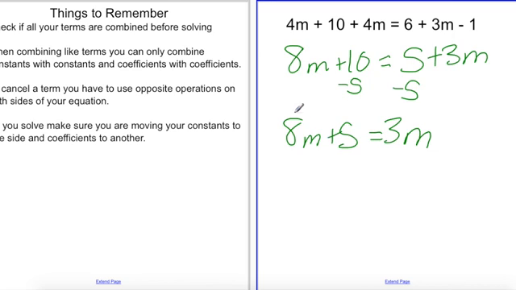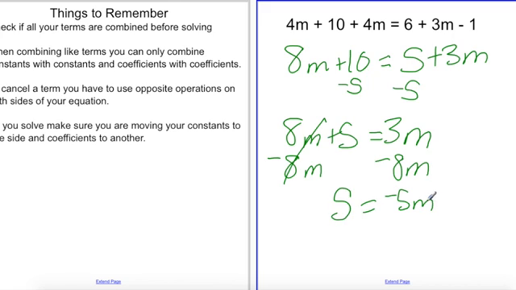And I'm going to get my variables on my right side actually this time. So I'm going to subtract by 8m. This cancels out. I also subtract by 8m here. I have 5 equals negative 5m. I'll divide both sides by negative 5. So I get that negative 1 is equal to m. So again, you got to make sure that your variables and your constants are all in simplest form. And from there, you can start using opposite operations to solve your problem.